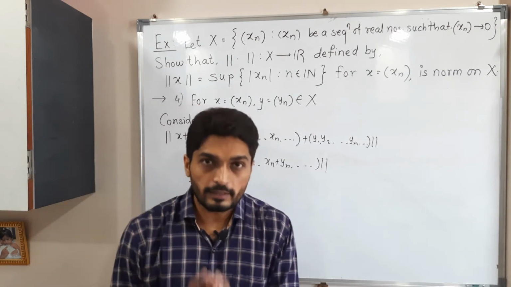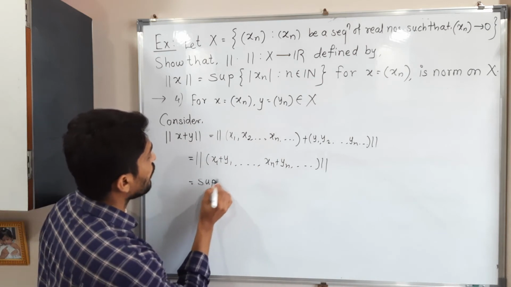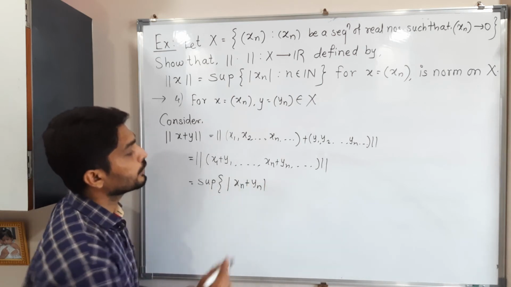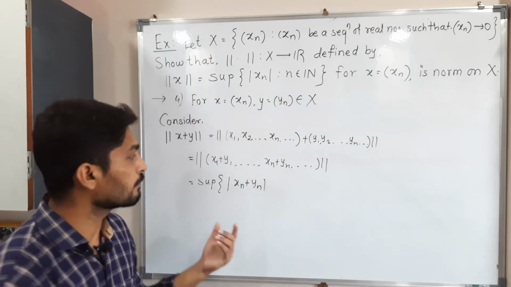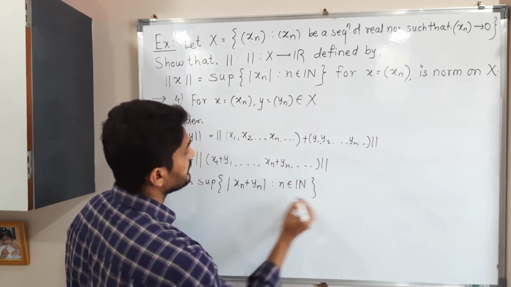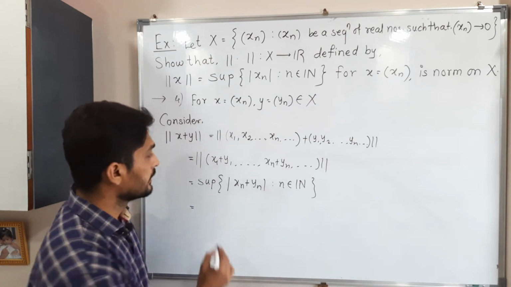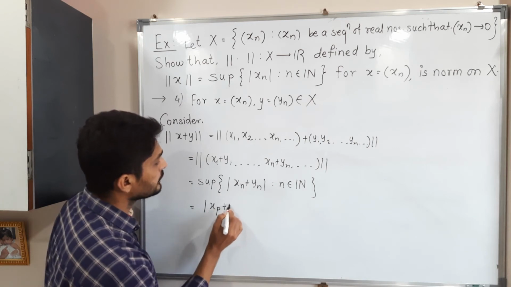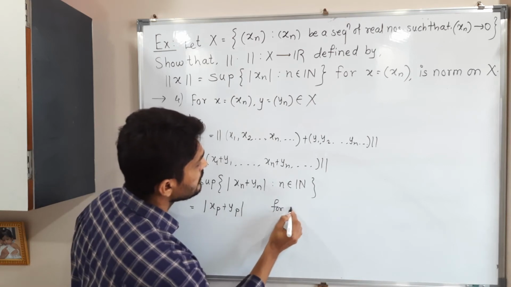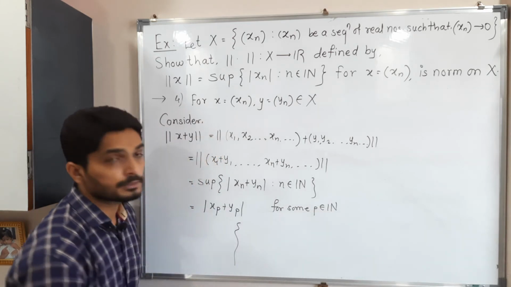So now if you apply the definition, what will you have? The definition says we have to take a supremum. So supremum of mod xn plus yn, since each component or each term is xn plus yn, in that form we have. So this is xn plus yn, n belongs to set of natural numbers. See, supremum, okay, so it will have some supremum. I will call it mod xp plus yp. I don't know what its supremum is. I am just calling it, I will mention here, for some p belongs to set of natural numbers. Now I will tell you why it is possible.